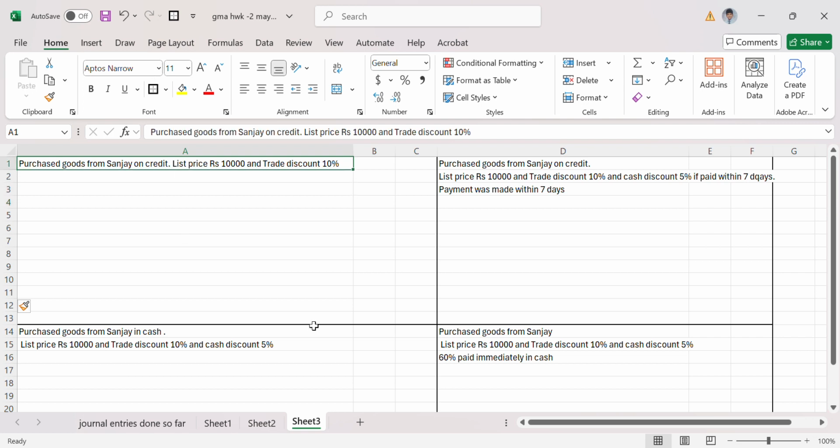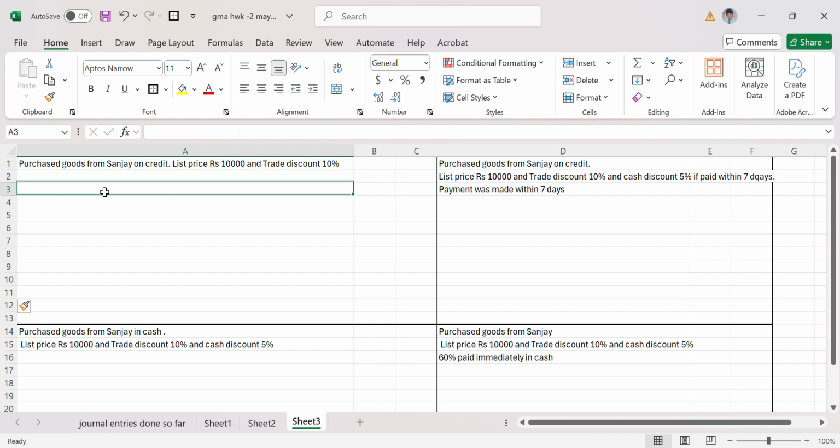Students, with regard to purchases with trade discount and cash discount, there could be four possibilities in the question. One is where the question just gives you the list price and the trade discount. There is no cash discount in the question. Suppose the question says you have purchased goods from Sanjay on credit. So first of all, always identify whether it's a cash purchase or a credit purchase. Since a name is given and there is no mention of cash or cheque, this means it's a credit purchase.